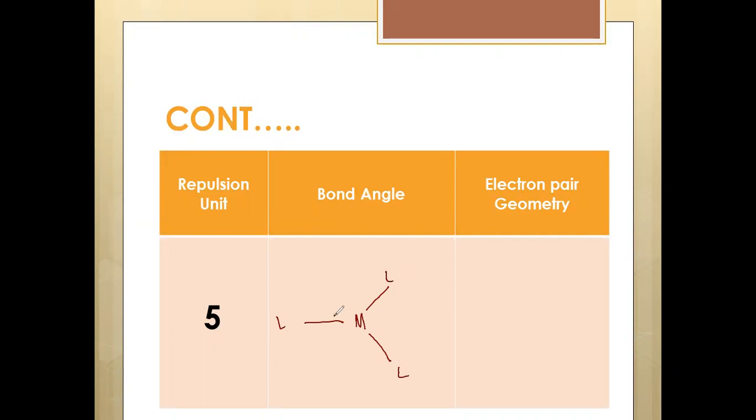The three repulsive units should be on the same plane. So that is what we call the trigonal plane, right? And we'll use another color for the two repulsive units. We are talking about three repulsive units on the trigonal planar shape at 120 degrees, and the other two repulsive units lie perpendicular to this. So the word perpendicular is very important.